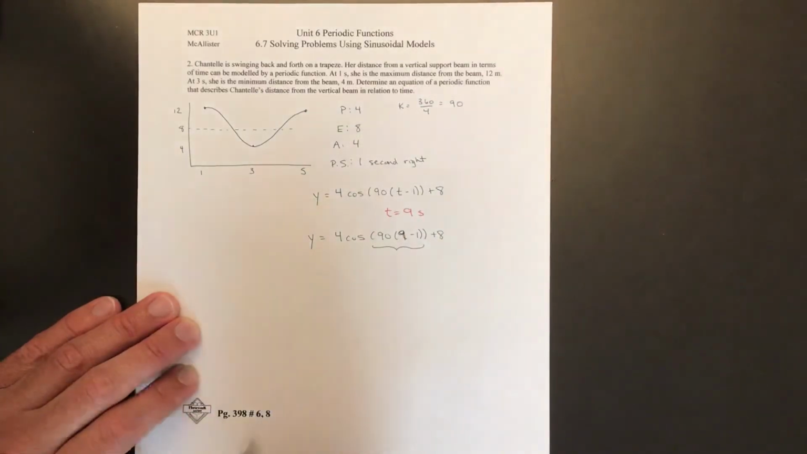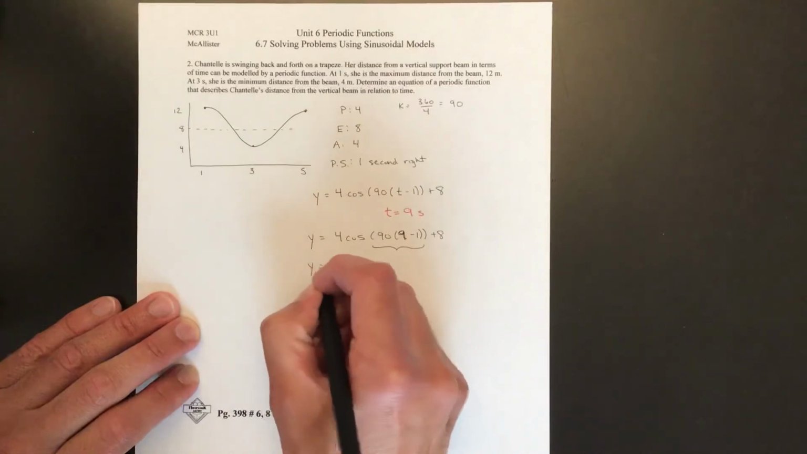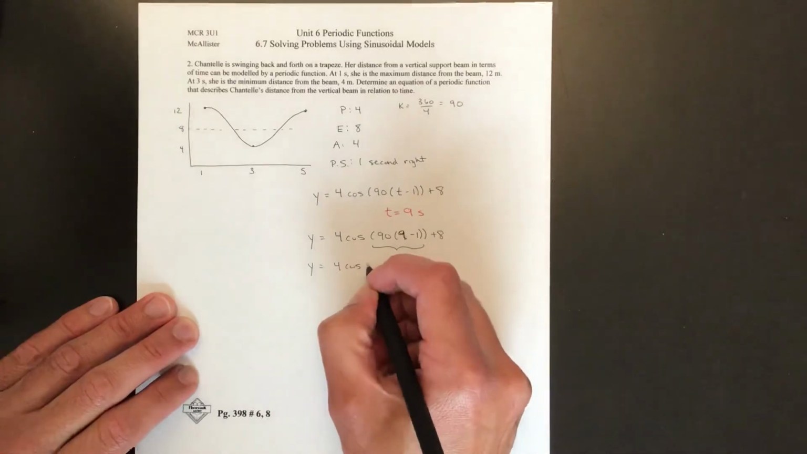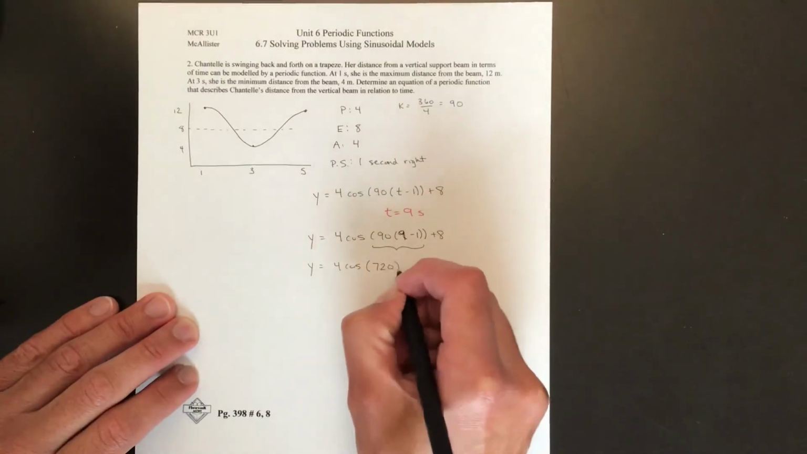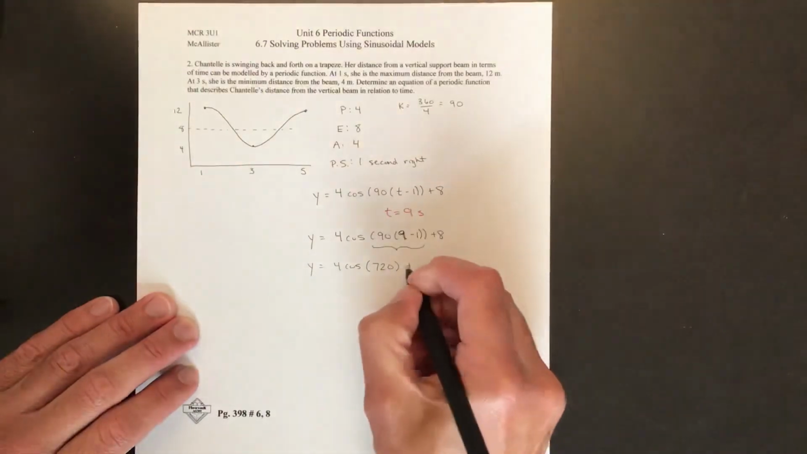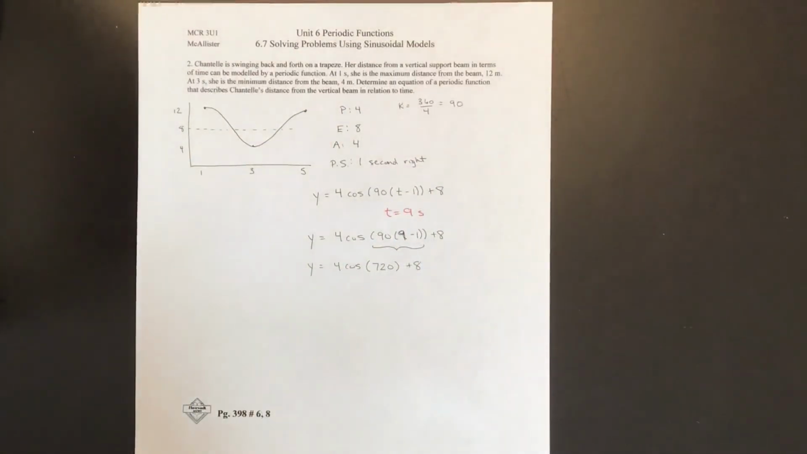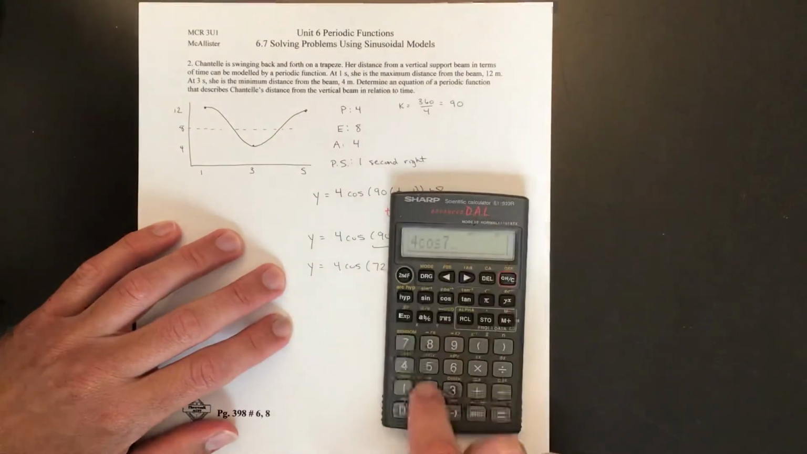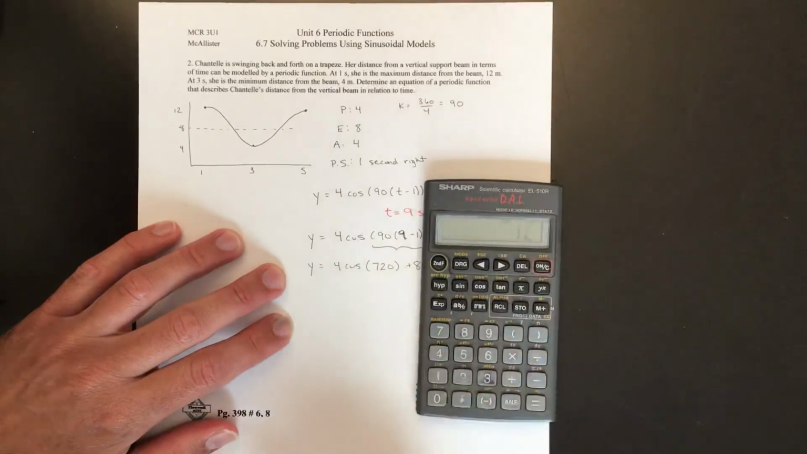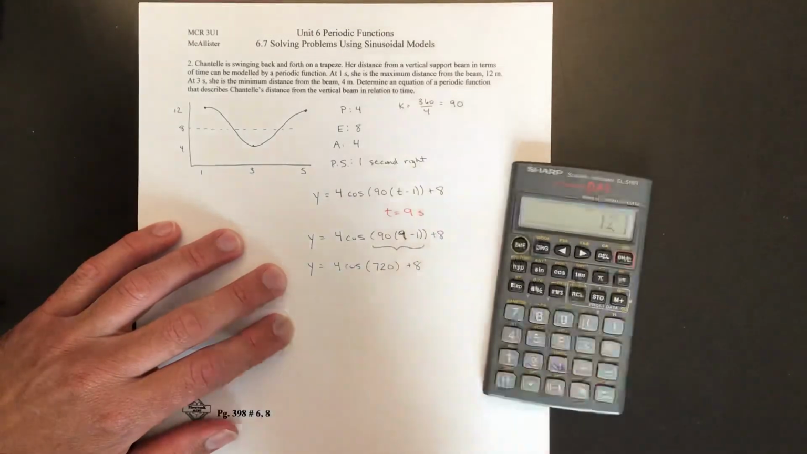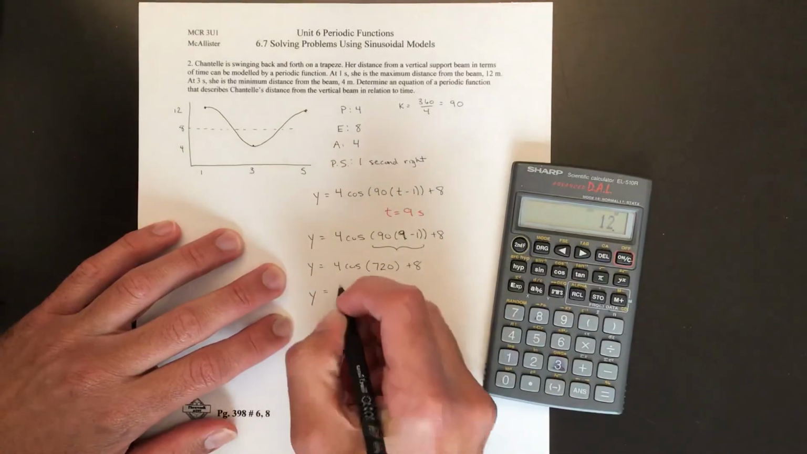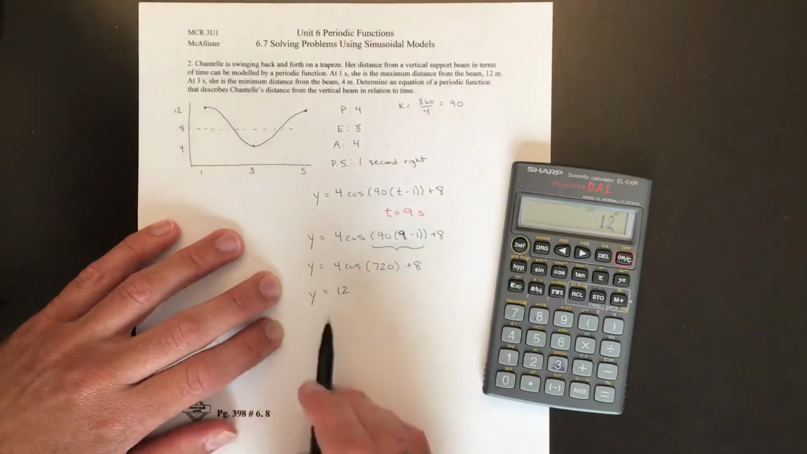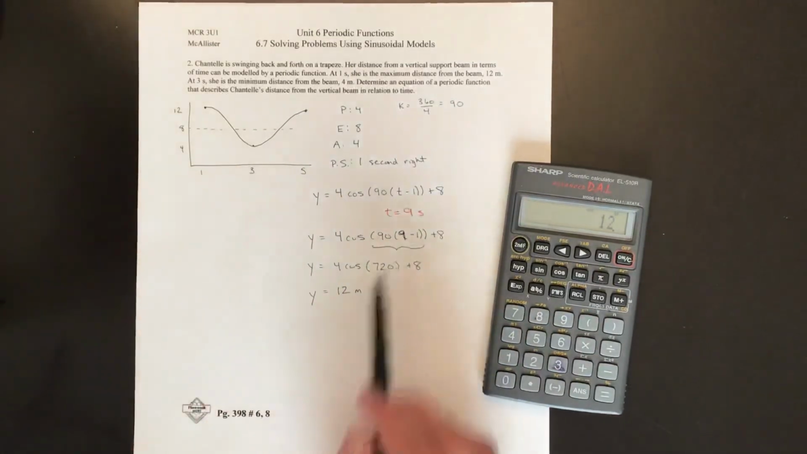I simplify this. Y equals 4 cos 9 times 8 is 720, plus 8. And put that into our calculator. 4 cos 720 plus 8 gives an answer of 12. So she would be at her maximum height of 12 meters at 9 seconds.